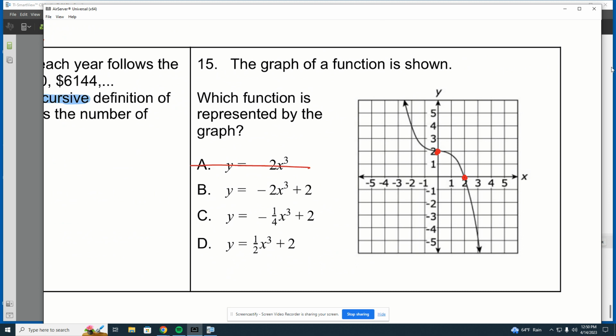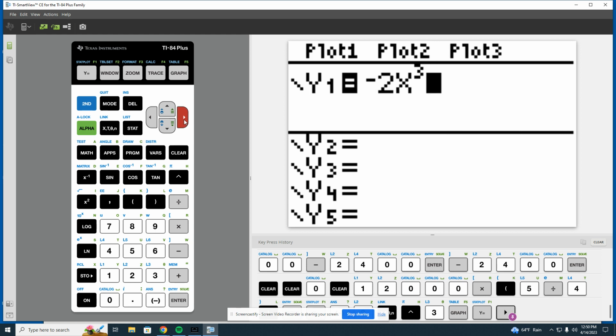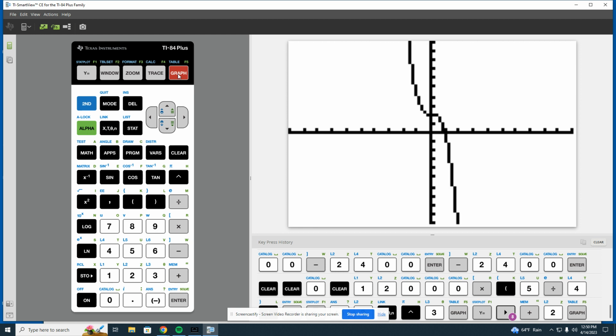So we try B, which is the same thing. So go back to y equals. It's the same thing, but it has plus 2 on it. So watch this one. Is it going down from left to right? Is it curving? Does it go through y at 2? Does it go through x at 2? No. Okay, it almost had everything, but it didn't.